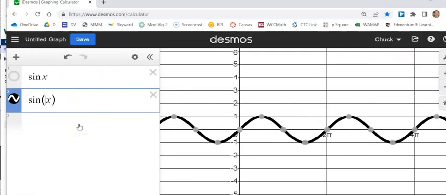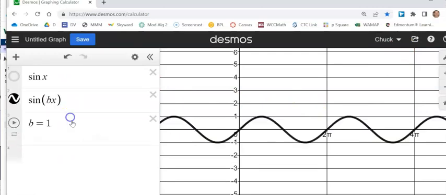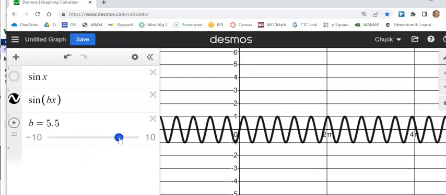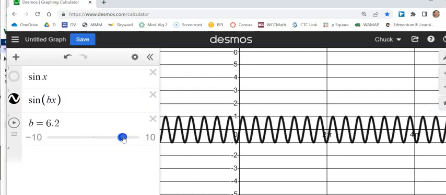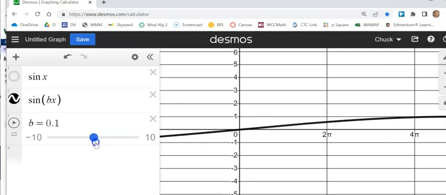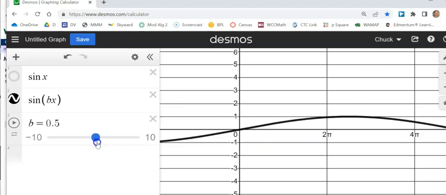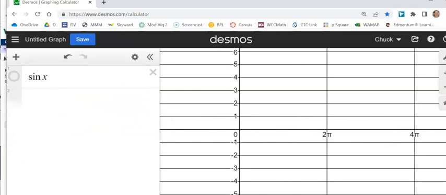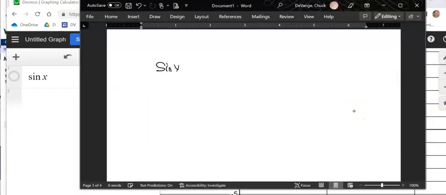So notice if I just throw a b in here, make a slider, as I make it bigger, it's going to compress it this way, making it happen faster. Or if I make this a fraction, I'm making it happen slower. And if I go negative, it flips it over and so on. And if this was cosine instead of sine, the same sorts of things are going to be happening for me as well. So I have sine of x, and I have sine of 2x.